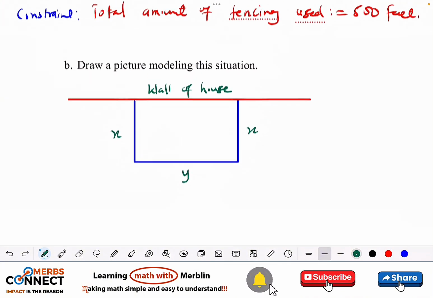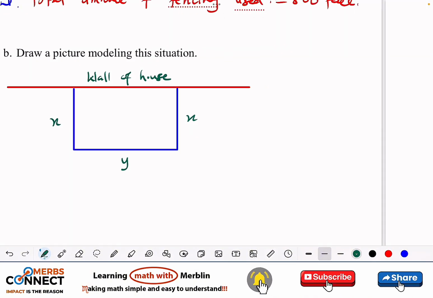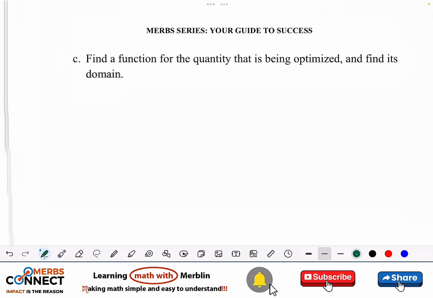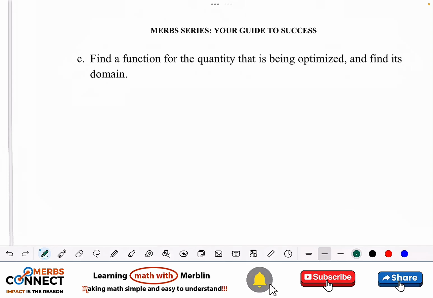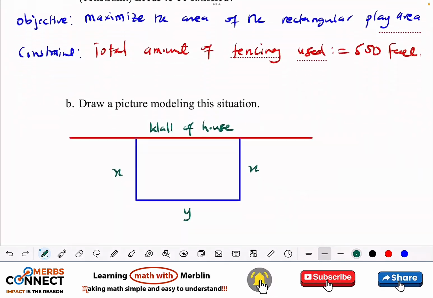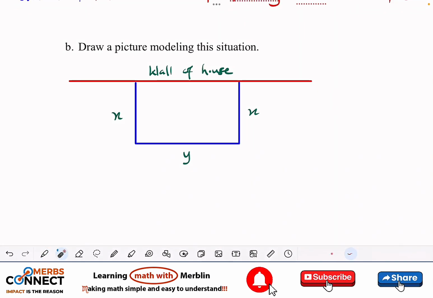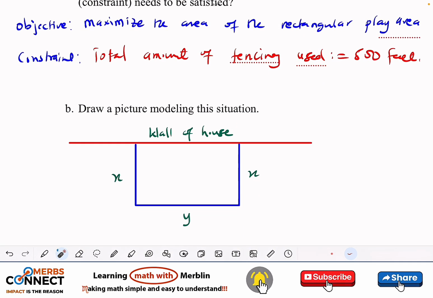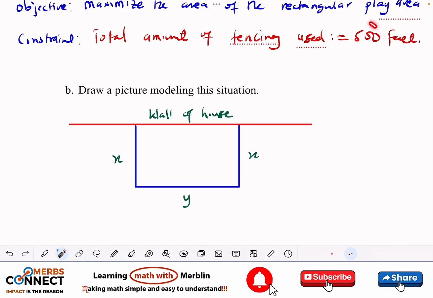So I'm done with the picture. Now what I need to do is find a function for the quantity that is being optimized and find its domain. When we look at the picture, we can work out the constraint. For me to fence this, this, and this, we are talking about the perimeter here. When I add this to this to this, it should be equal to 500, because the material we need to use to fence the area is 500.